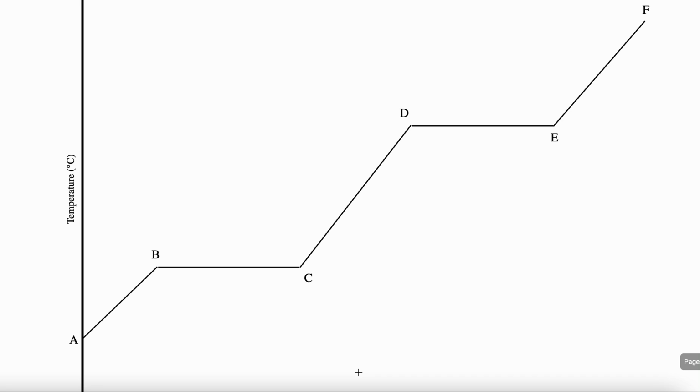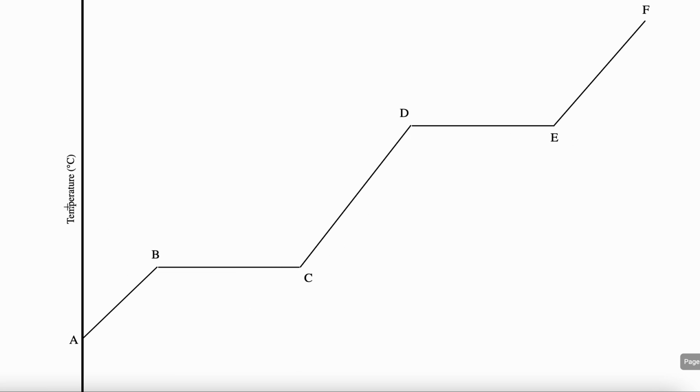Before, it's called a heating curve of a substance. So if we start with a single substance and we consistently add heat to it and we record the temperatures, we'll end up with a graph that looks something like this, which is known as a heating curve. And we end up with these 5 different segments.